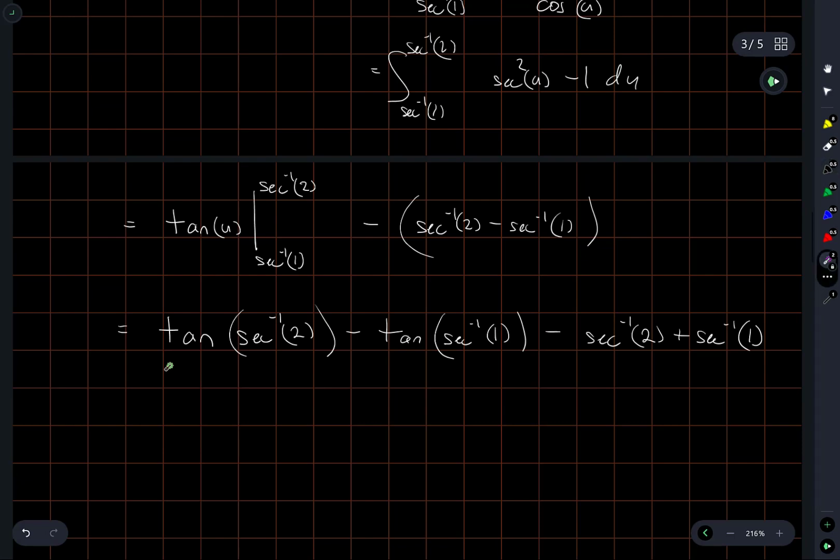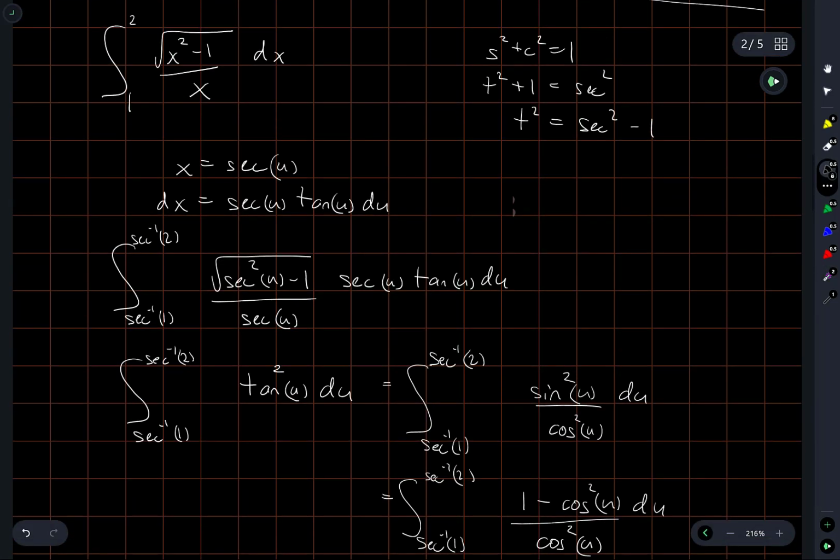I don't know if there's a nice simplification here. Like secant inverse 2 and secant inverse of 1. Do those have nice expressions? I'm not sure. I don't think I'm going to try and figure that out right now.